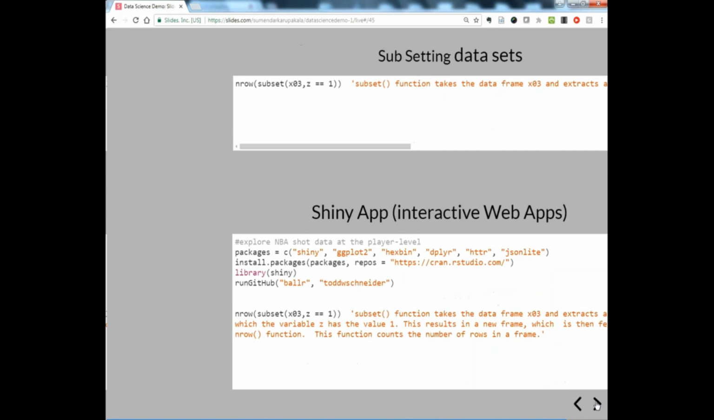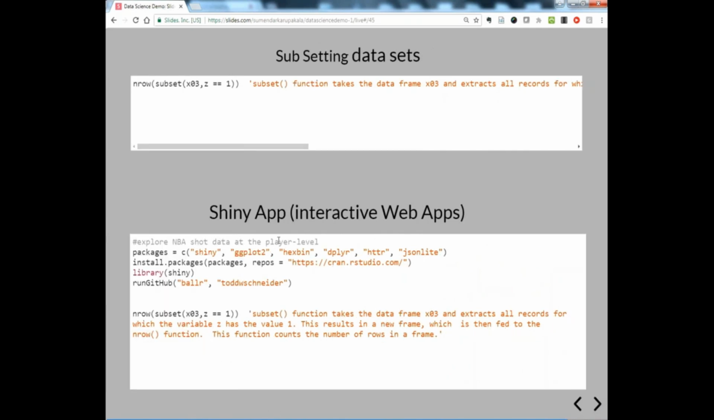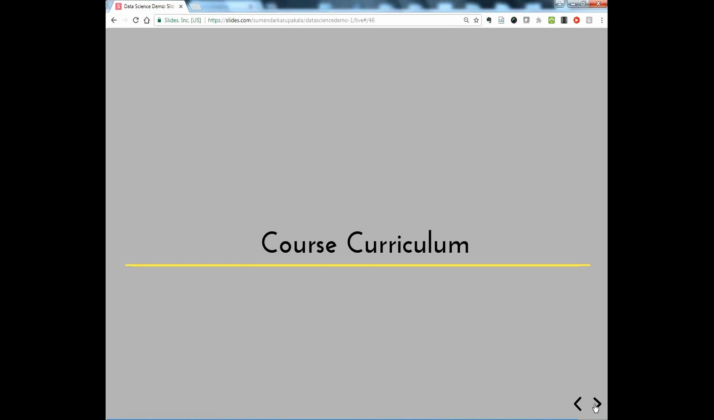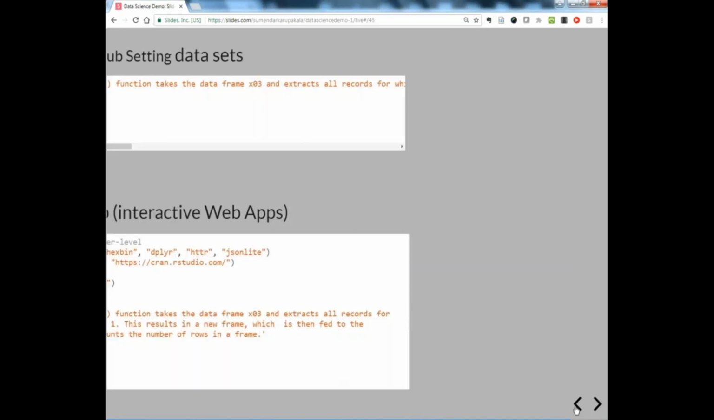And we can also build interactive web applications. There is one Shiny app which we have, where we can create interactive web applications. There are certain packages, and these are the packages which will be used for interactive web applications. So these are about R programming and everything.